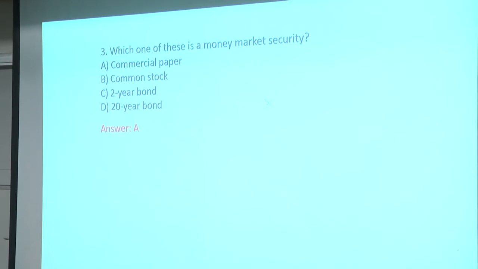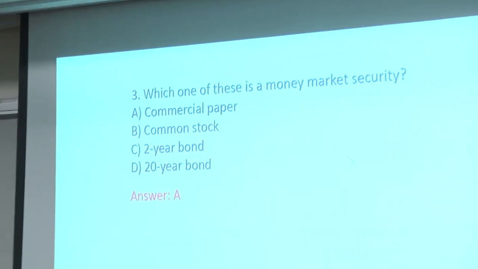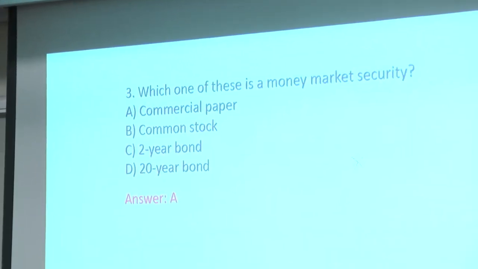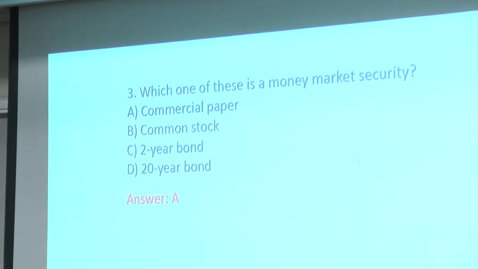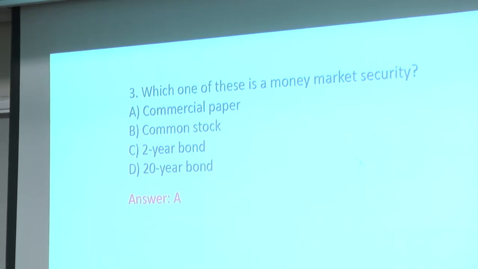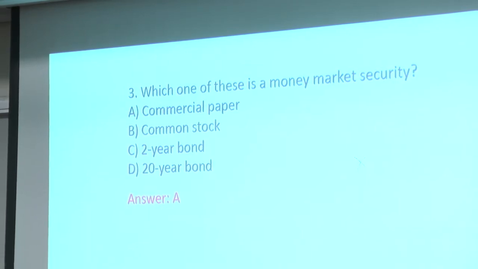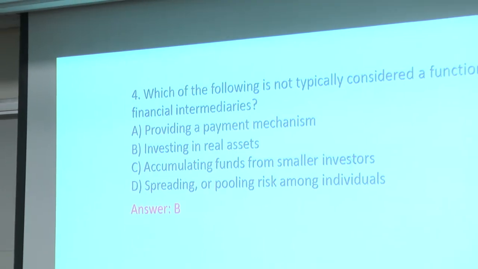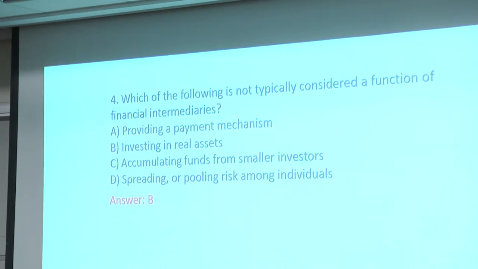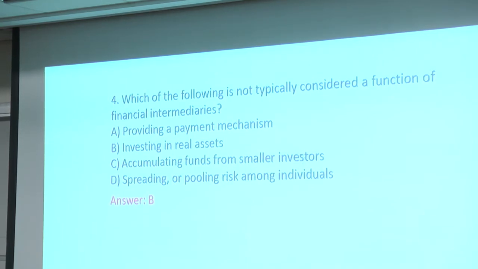Which one of these is a money market security? The money market is a market where short-term investments are traded, usually less than 1 year. So commercial paper is the one. Common stock, a 2-year bond, and a 20-year bond are all investments of more than 1 year. Which of the following is typically not considered a function of financial intermediaries? Investing in real assets.